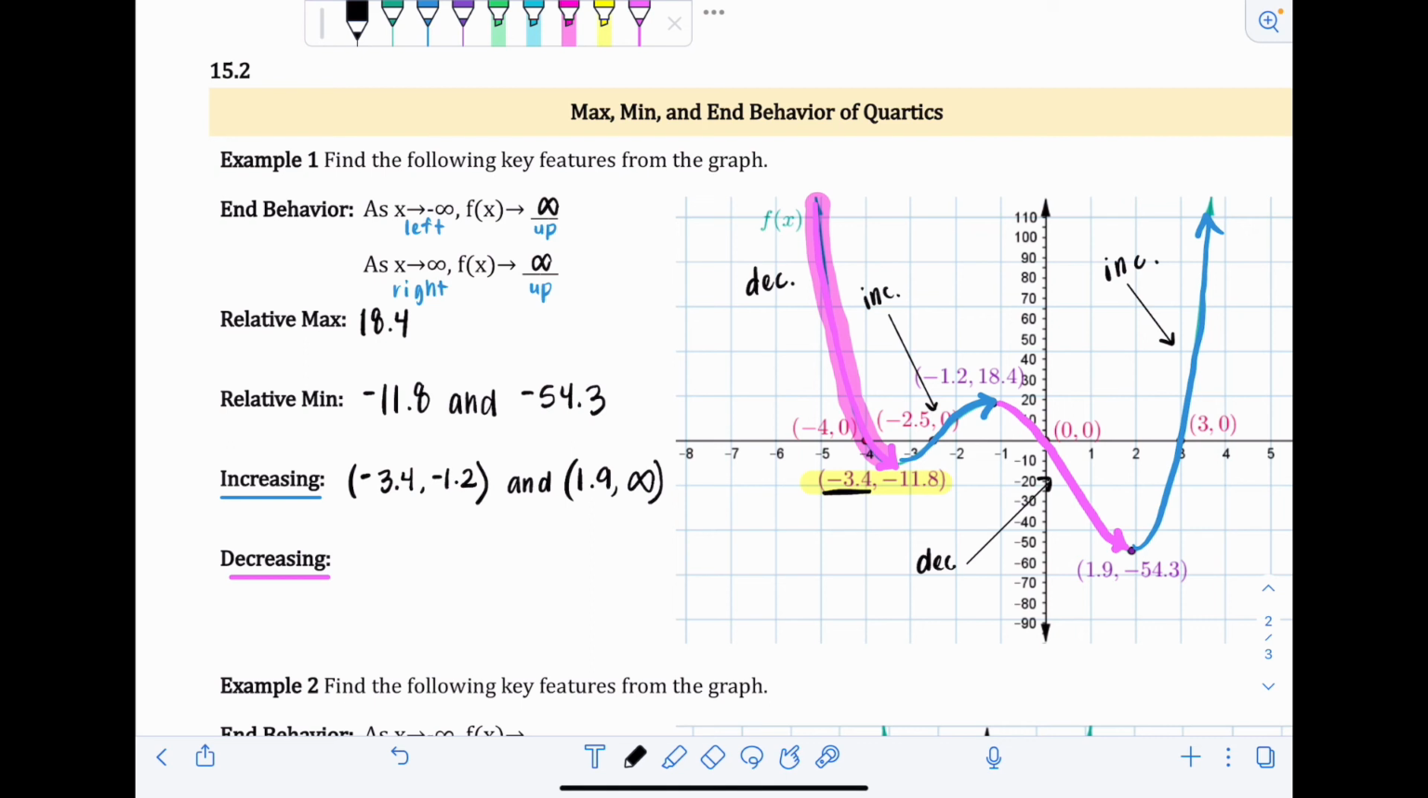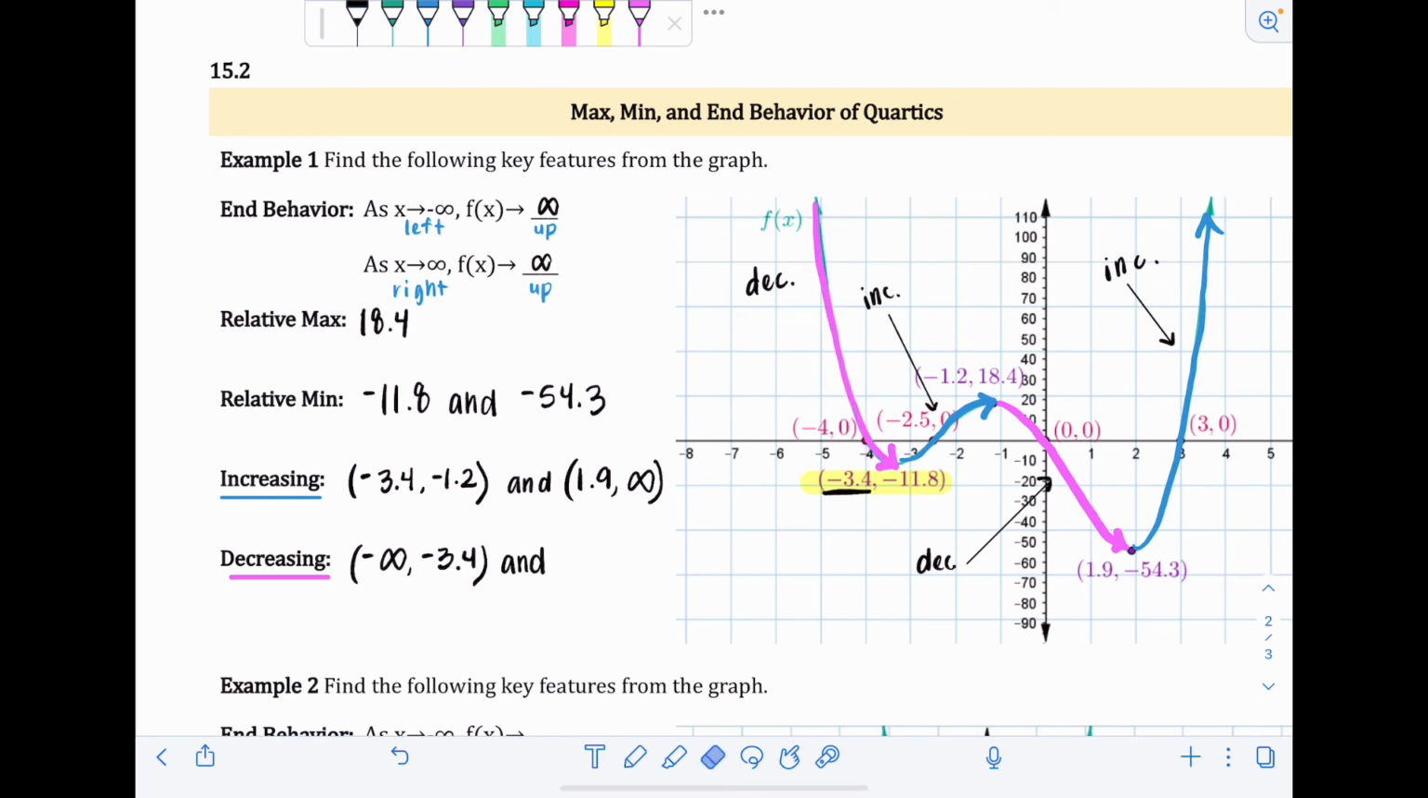It's negative 3.4. So we say decreasing from negative infinity to negative 3.4. After that it changes. Parentheses around both, of course around negative infinity, and then negative 3.4 is neutral, so it's not included within that decreasing section.